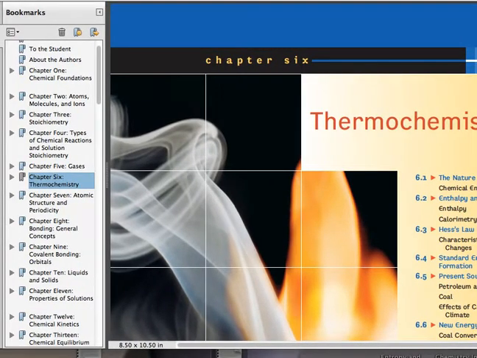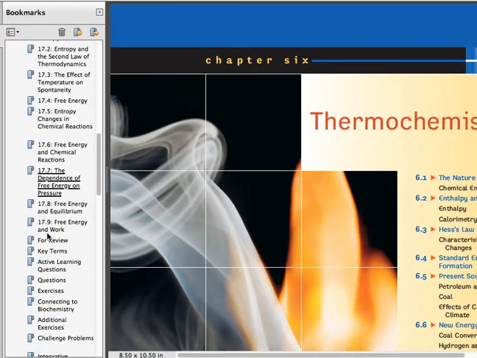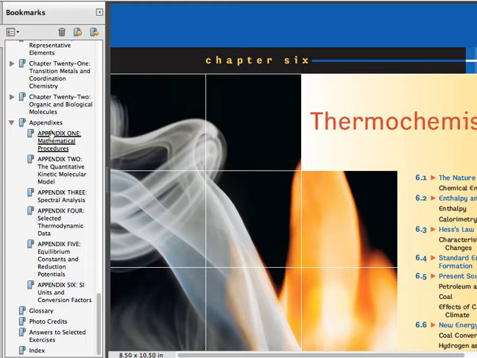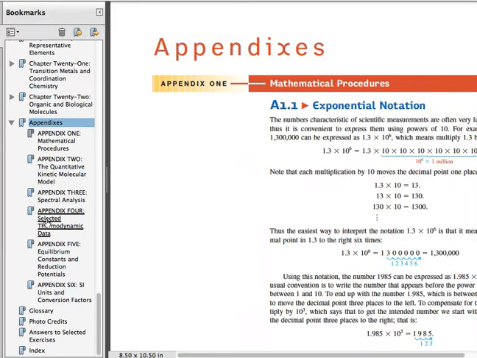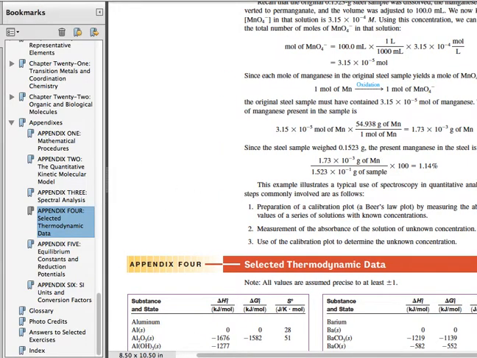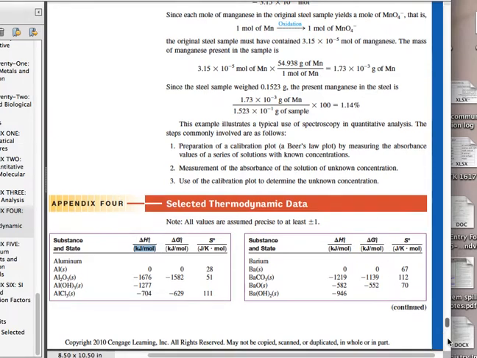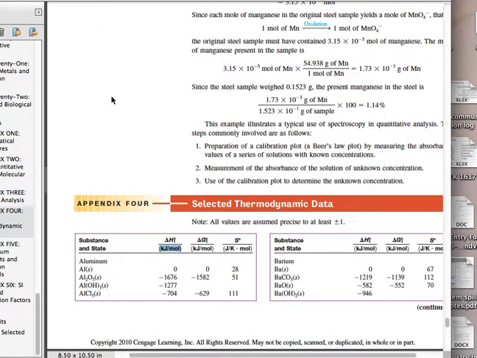And we are currently doing thermochemistry. So if you see over here at the side, I've got chapter 6. I scroll down and I see appendix, right? And in this appendix, we've got mathematical procedures, selected thermodynamic data. So I'm going to click on this. And what I hope you see here is the beginning of all of the enthalpy of formation data, for all these elements, compounds, and molecules. And they list them in alphabetical order, okay?